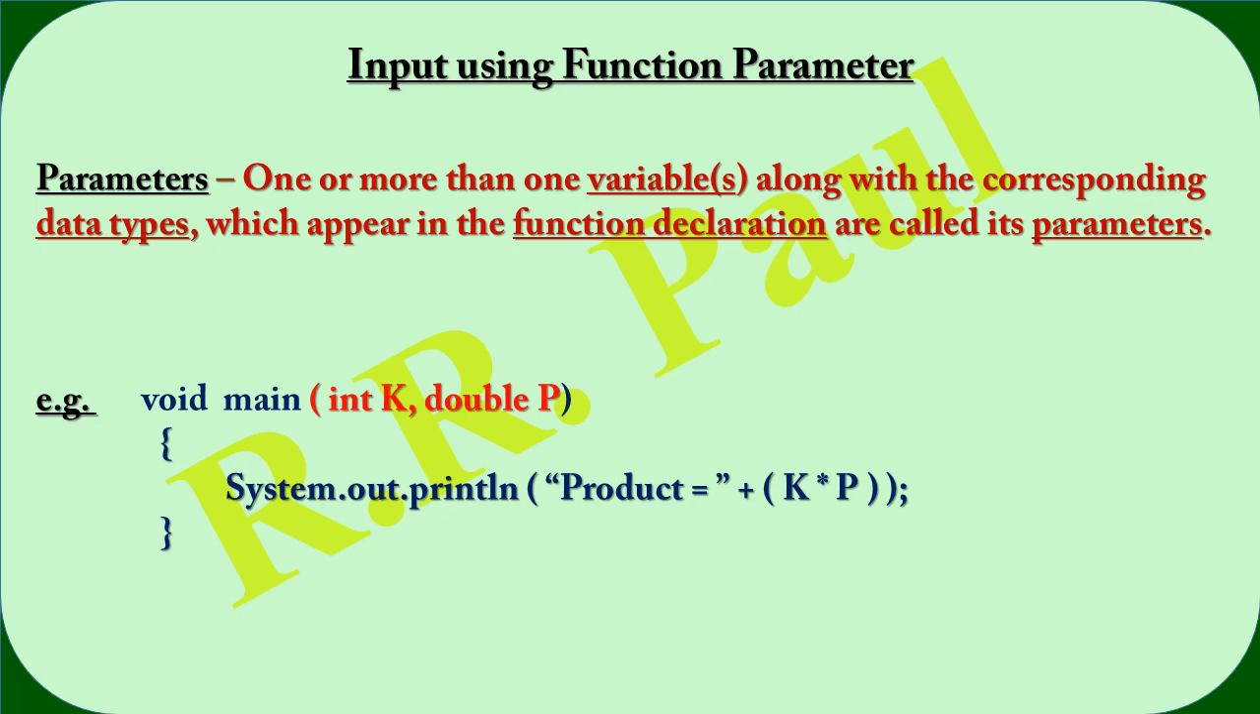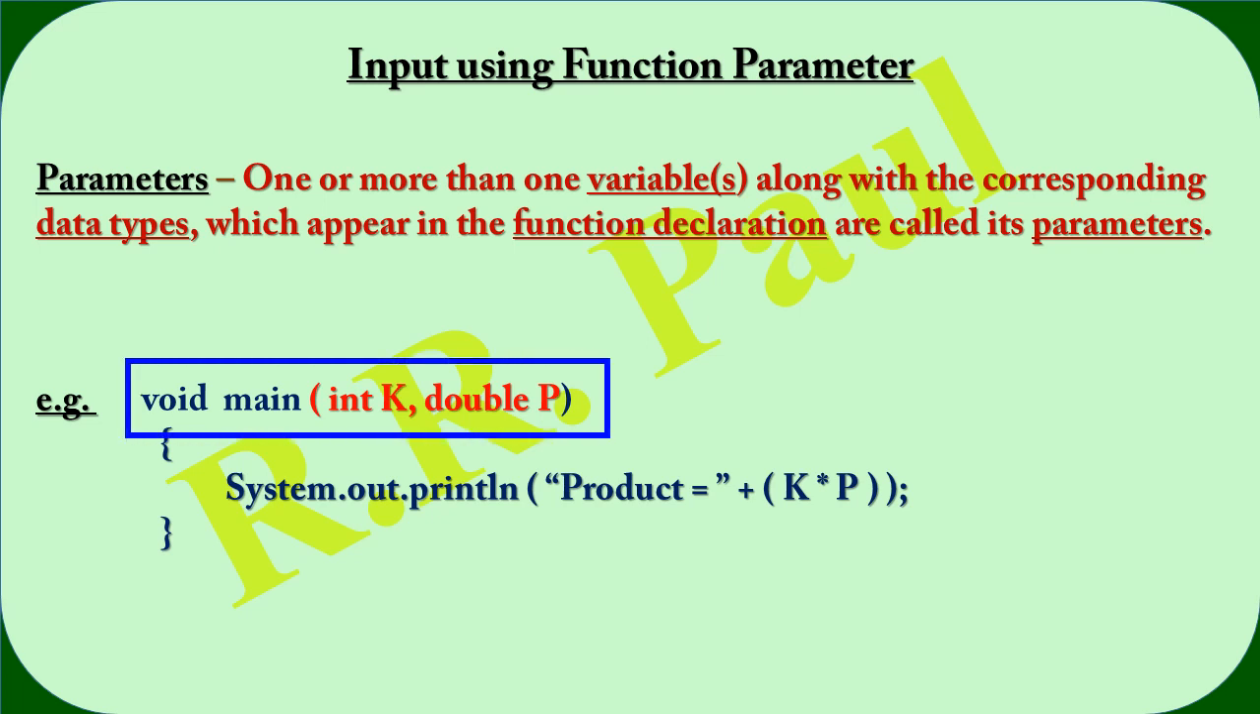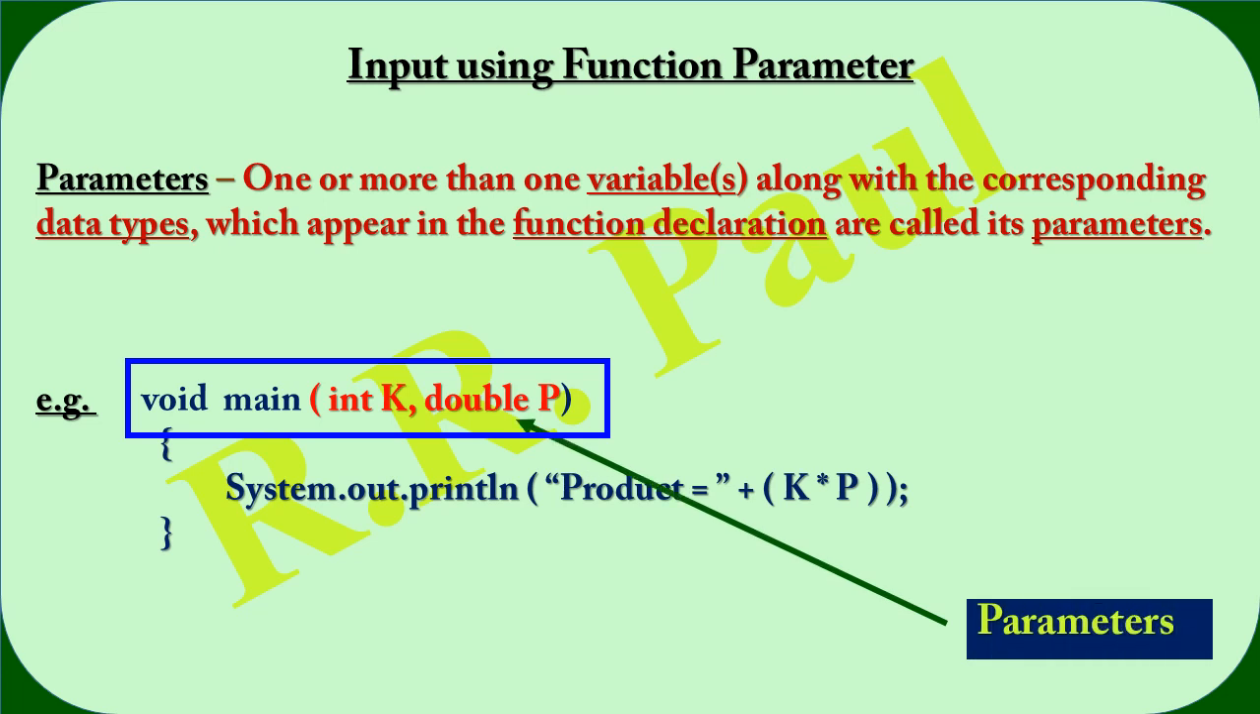Check out an example related to input using function parameter. The function main is there with two parameters, int k and double p, and a statement System.out.println to print some value. The declaration of the function is shown with the help of a blue colored box. And whatever you see written with red color, these are termed as parameters. So there may be one or more parameters in a function. So k and p variables are being declared at this point.